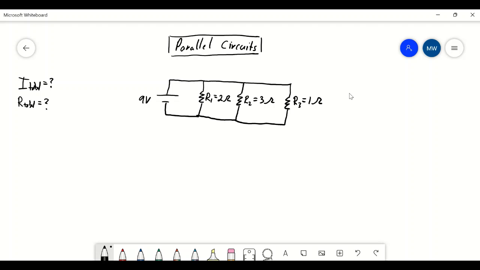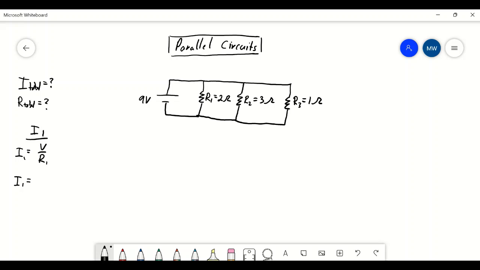So in order to find the total current, one of the ways that we can do that is we can find the current in each of the branches, and we just use Ohm's law for that. And then what we do is we just add them all up. So there's 3 branches for this one. So the first branch, we'll just write it as I1. We'll use I equals V over R. And this is the first current, so we use the first resistor.